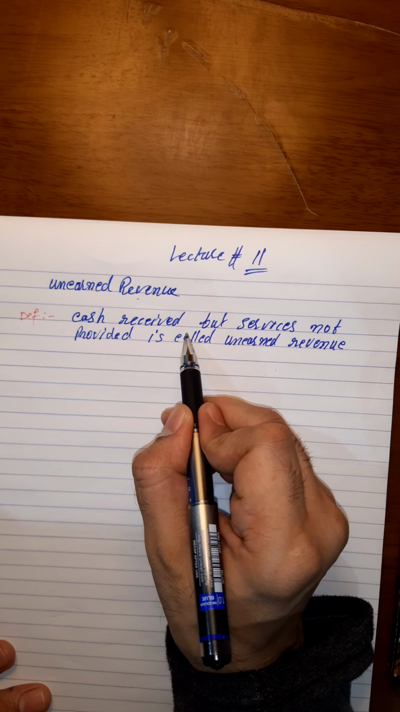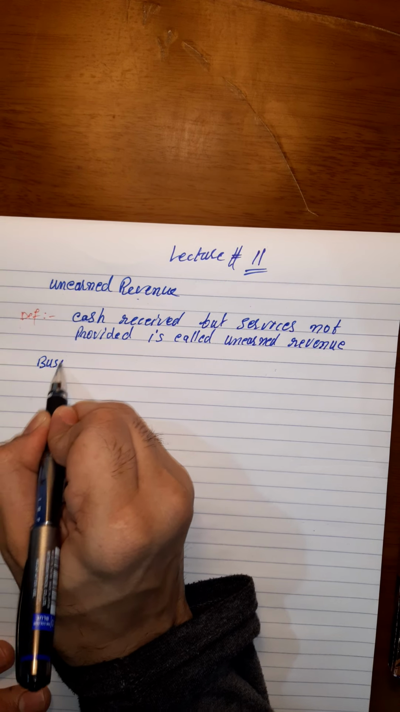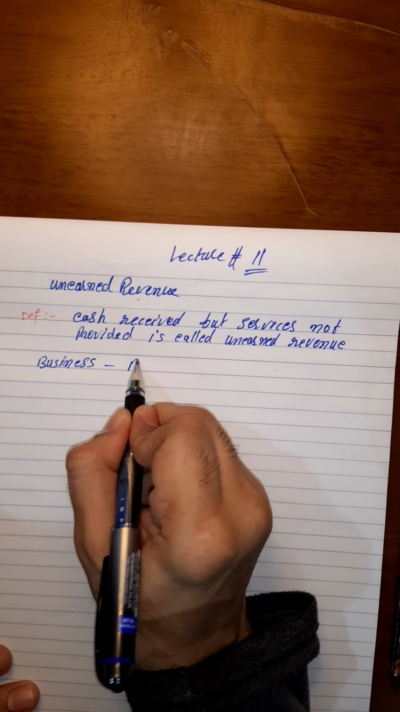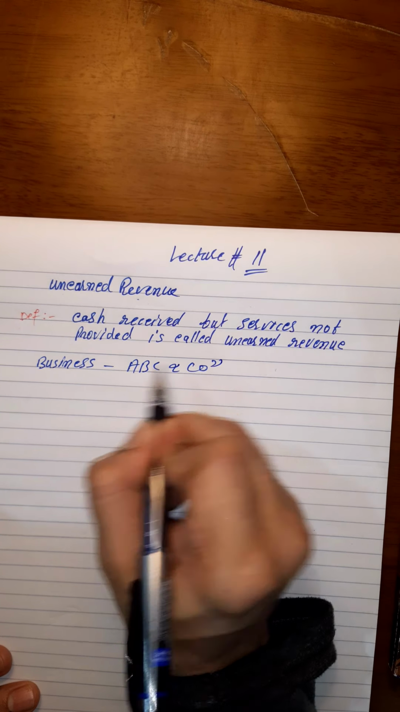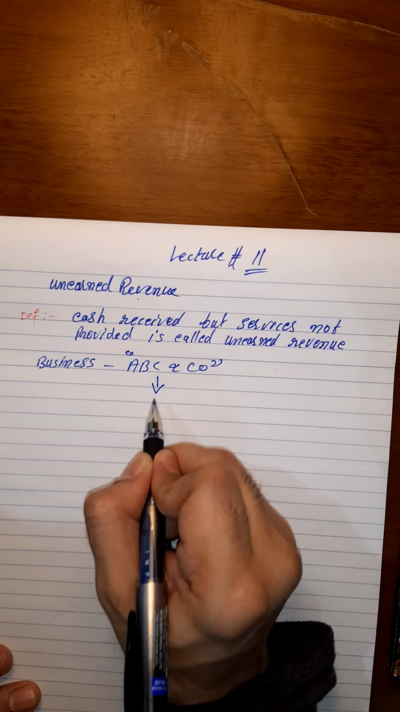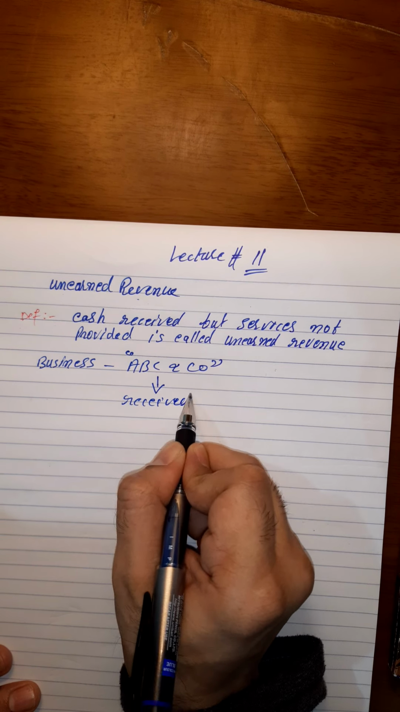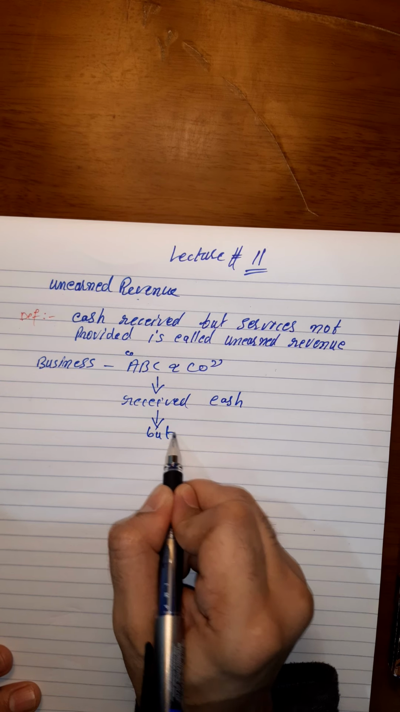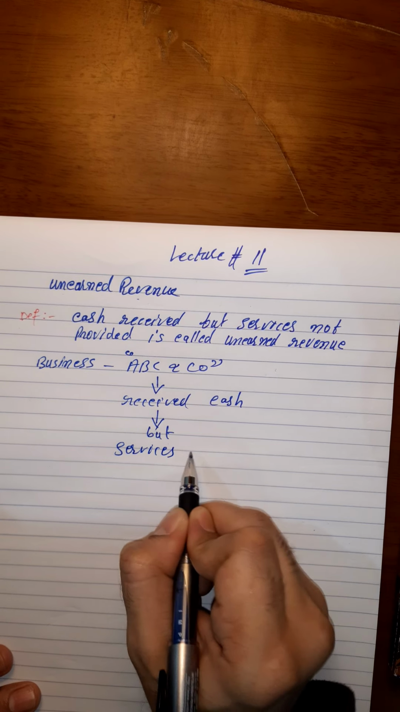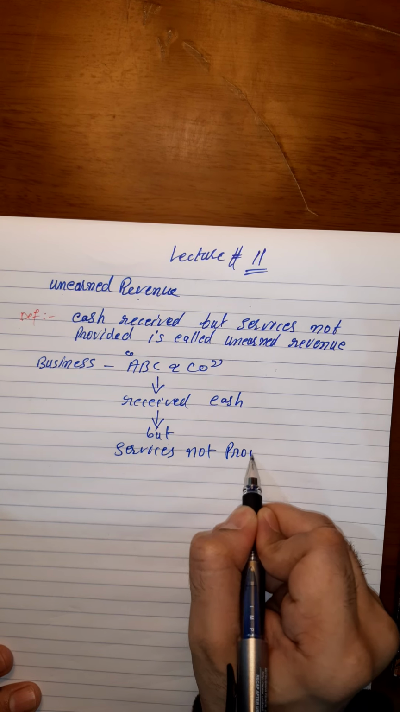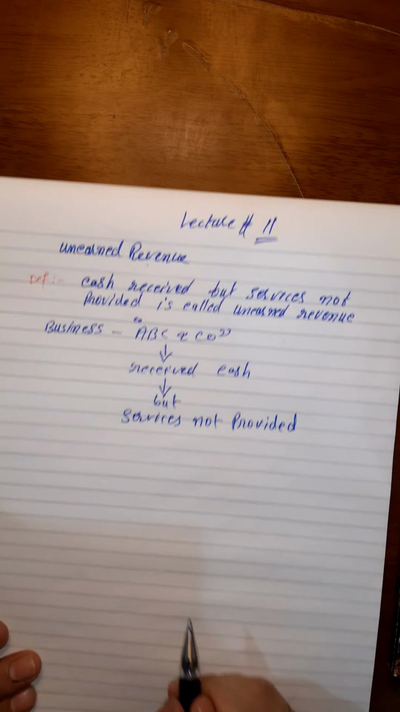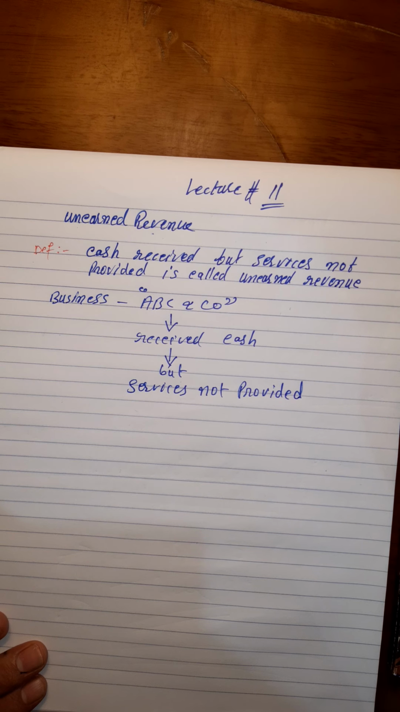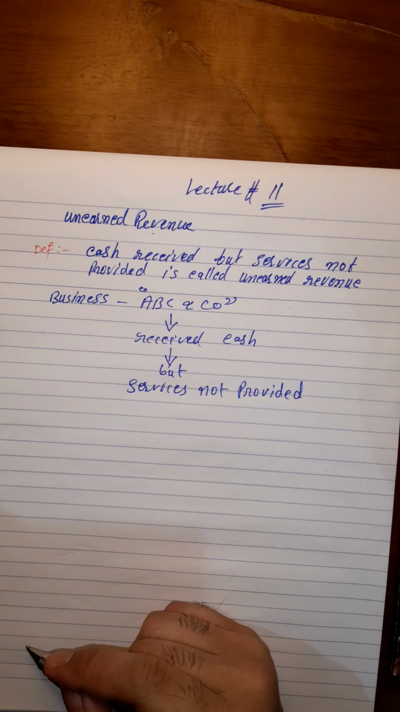Cash received by the business, any business, for example A, B, C and Co. received cash but services not provided. What will the ABC and Co business do for journal entries?